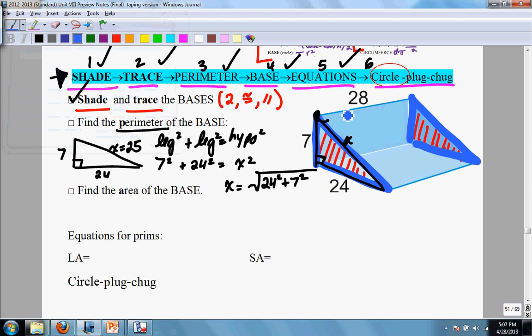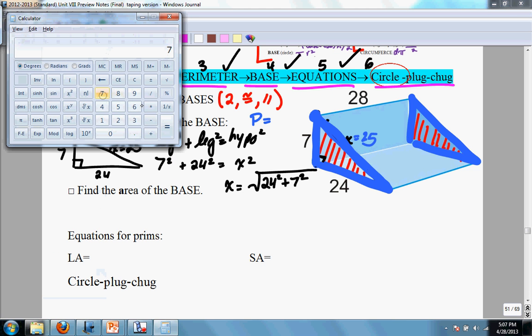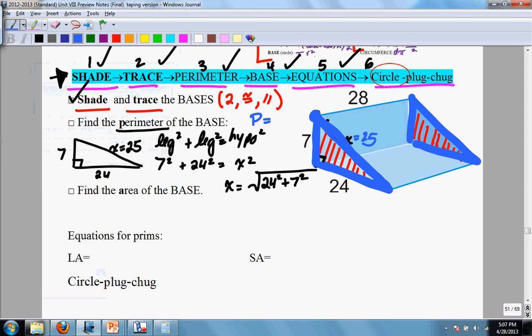So in the margin here, our perimeter, use a capital P. Now we can add it together. Trace with me. Let's add 7 plus 24 plus 25. We get our perimeter is 56. We don't have any units here, so we're just going to say units. We're halfway through. Shade, trace, perimeter, base.